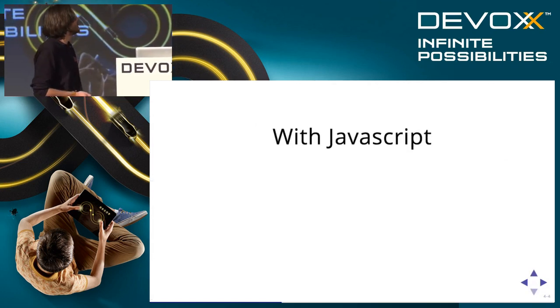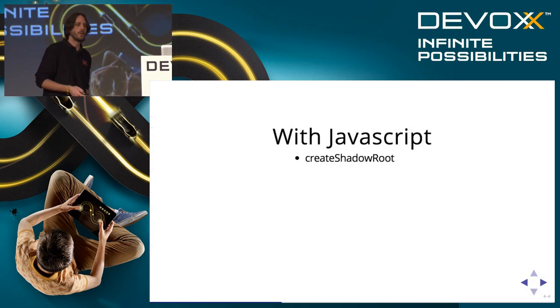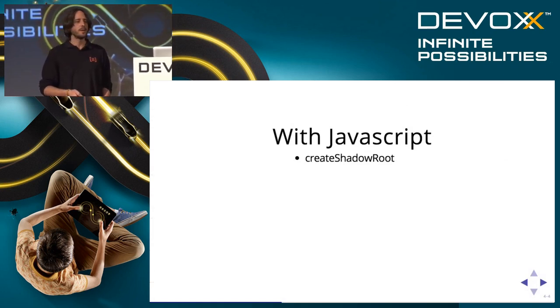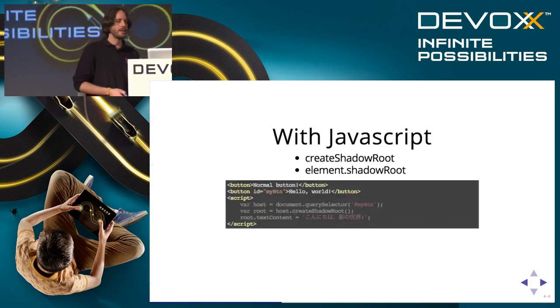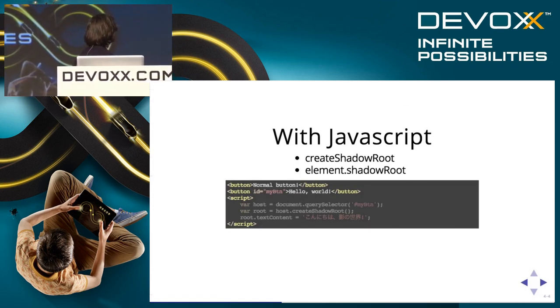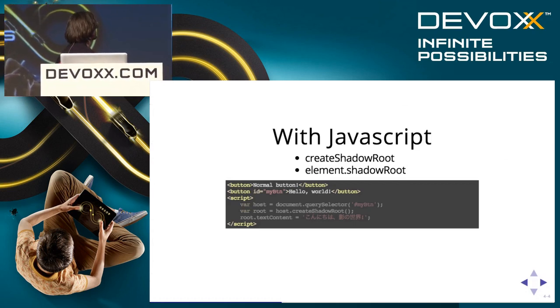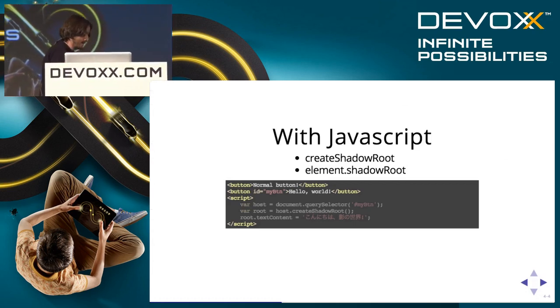So how do you create this shadow DOM? In fact, you have just a JavaScript method that you call on the element, called createShadowRoot. And you also have this property shadowRoot to access this shadow root. Here is an example. I have here two little buttons, and I will retrieve this one with the ID my button, and I will create a shadow root on it and change its text content.